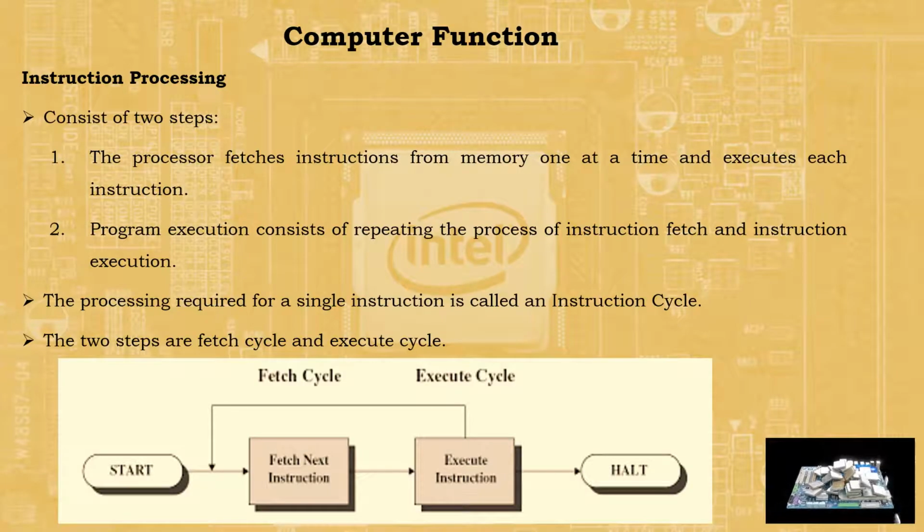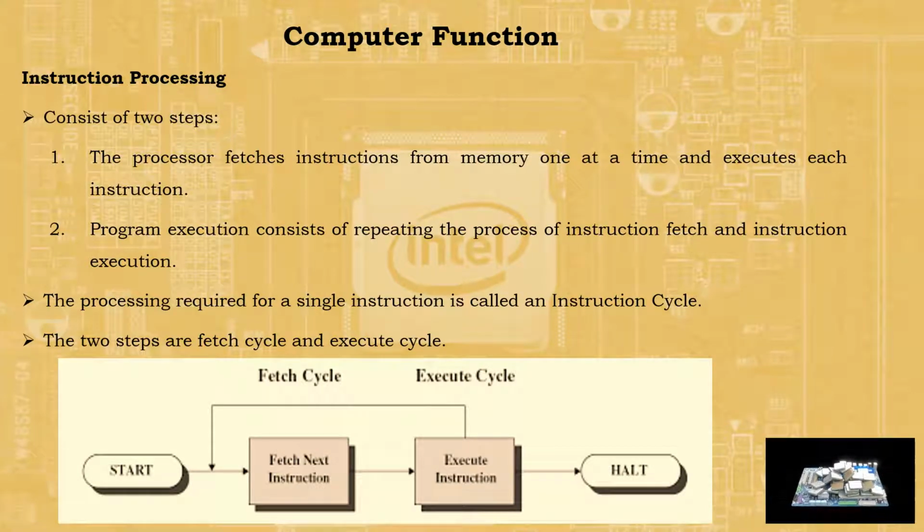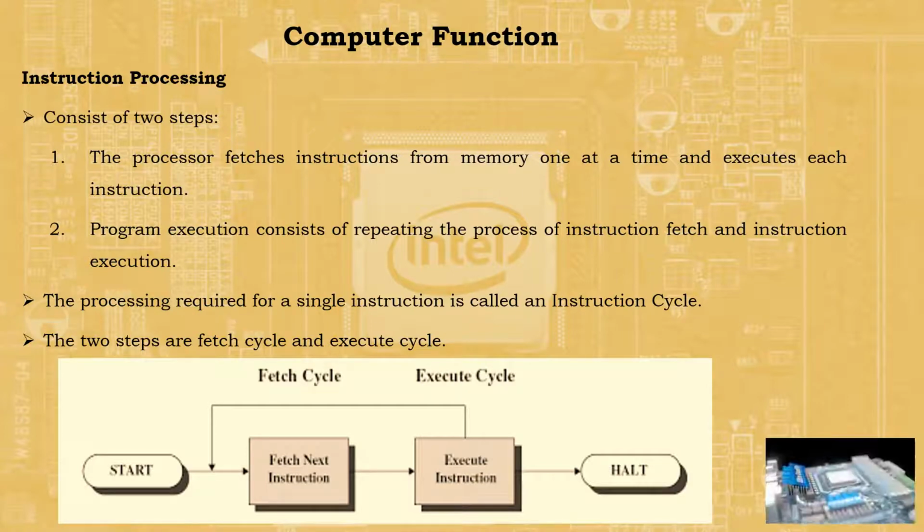Up to this point, we have seen computer components. Now we are going to see computer function. The basic function performed by a computer is execution of a program, which consists of a set of instructions stored in the memory. The processor executes instructions specified in the program.